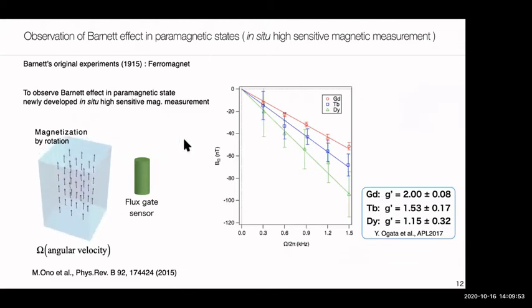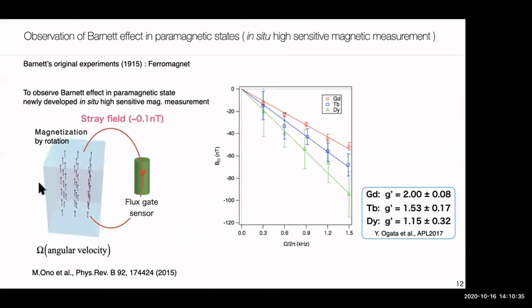And from this new technique, our collaborator observed the Barnett effect in a paramagnetic material. Originally Barnett used a ferromagnet, but to observe the Barnett effect in the paramagnetic state, we need the in situ high sensitive magnetic field measurement, because the magnetization by rotation in the paramagnetic state disappears when you switch off the mechanical rotation.